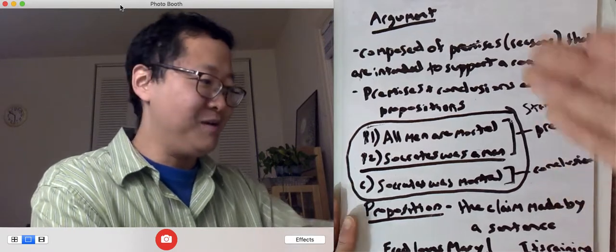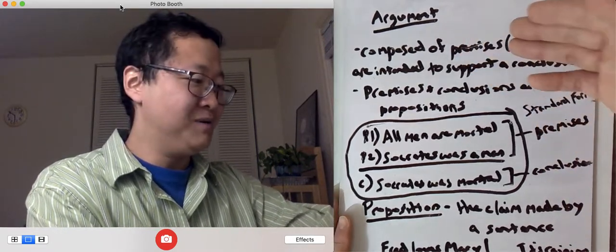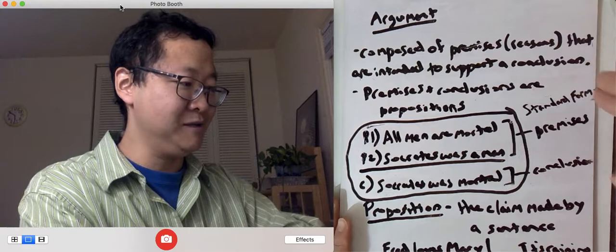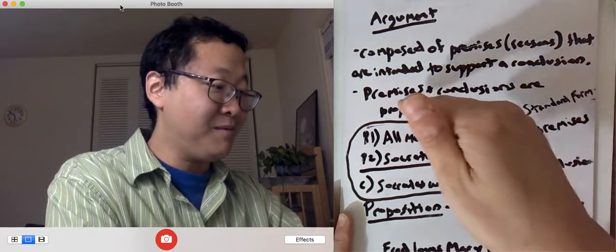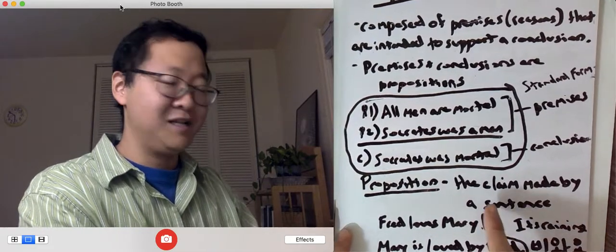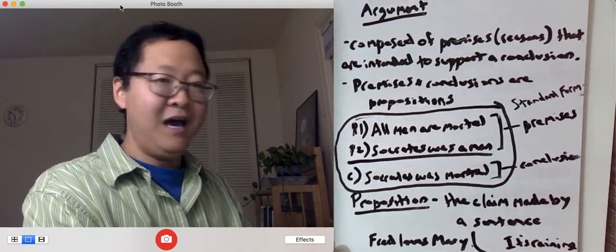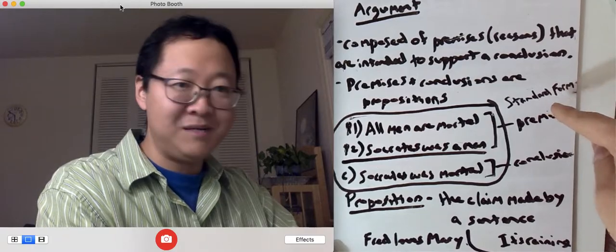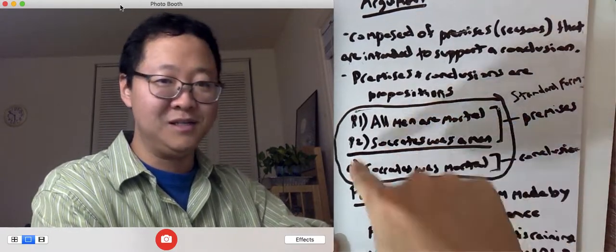So to recap, we've learned what arguments are. They're composed of premises which support a conclusion. We've learned what premises and conclusions are. They're propositions, which are really just claims made by a sentence. And we learned what it is for an argument to be in standard form. It's to be in this form.